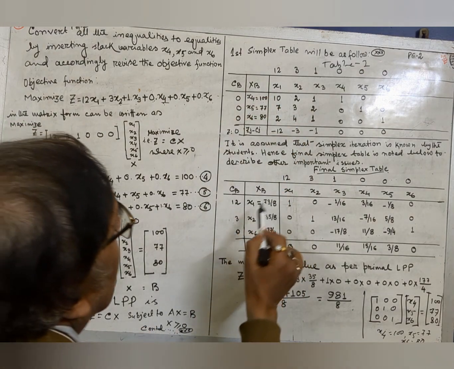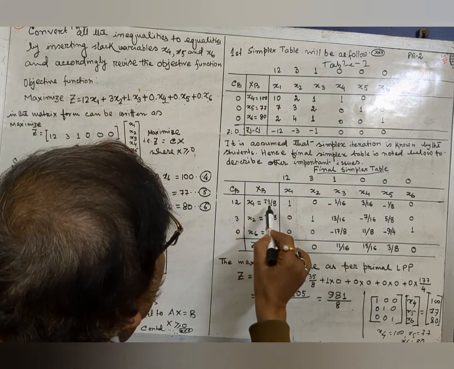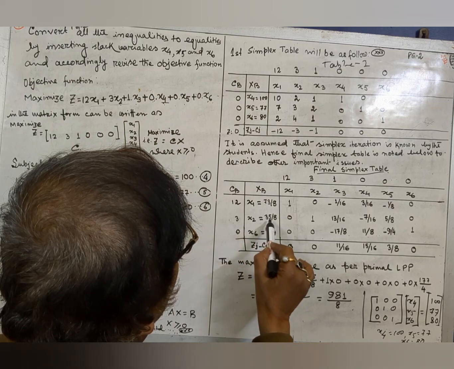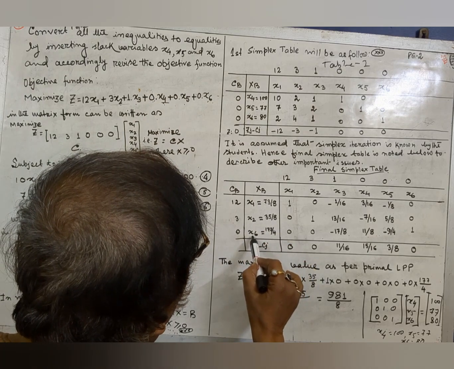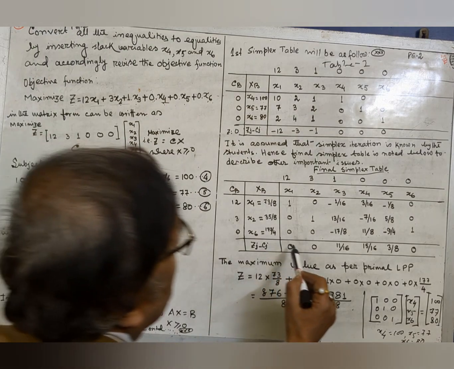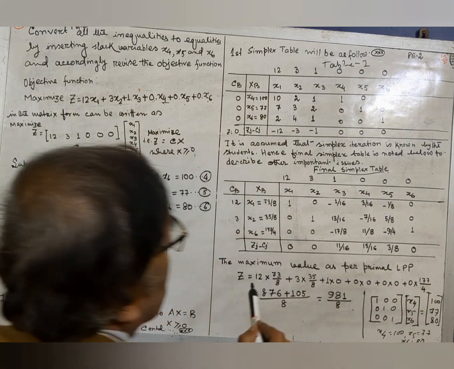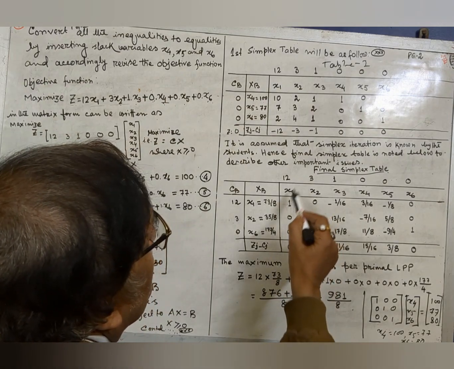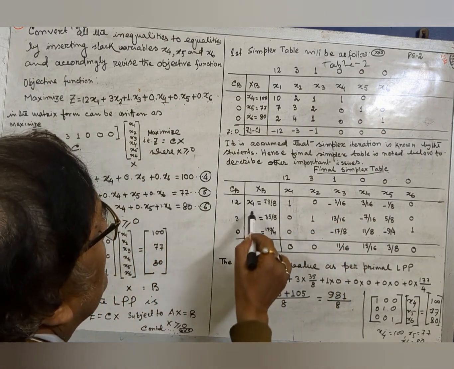But in the final table, the solution x1 value is 73 by 8, x2 variable is 35 by 8, and x6 is equal to this. And all these are the index row values. As all the index row values are greater than or equal to 0, that's why the optimum has been reached. And these are the solutions.